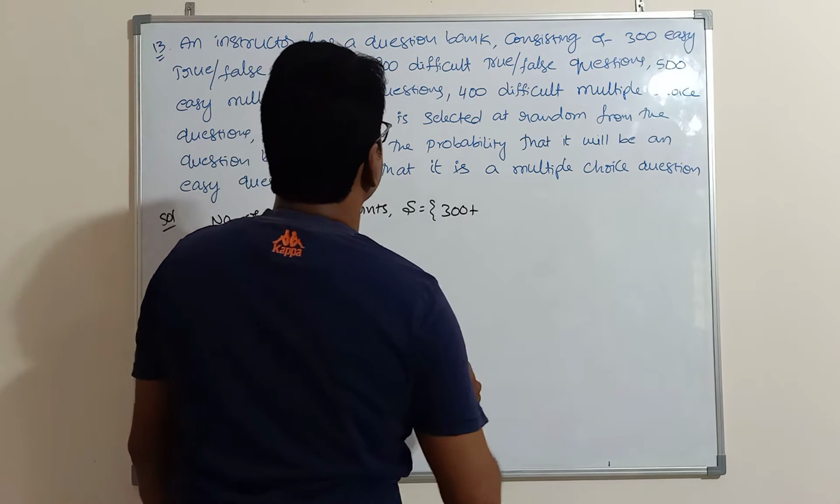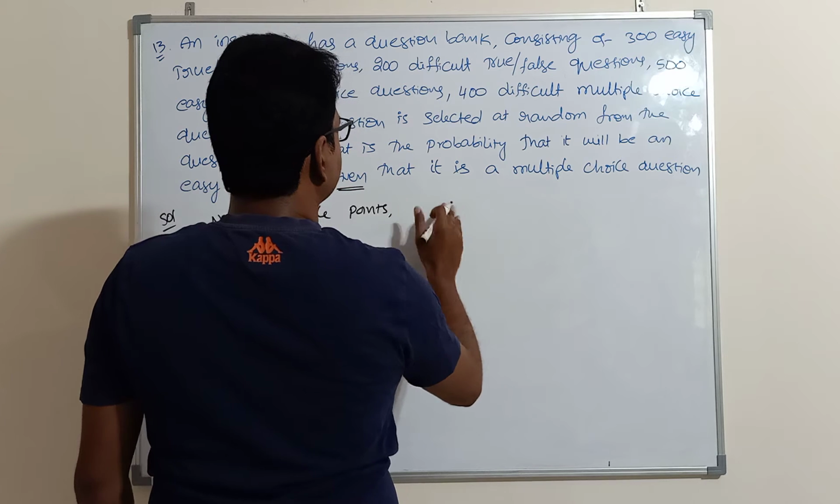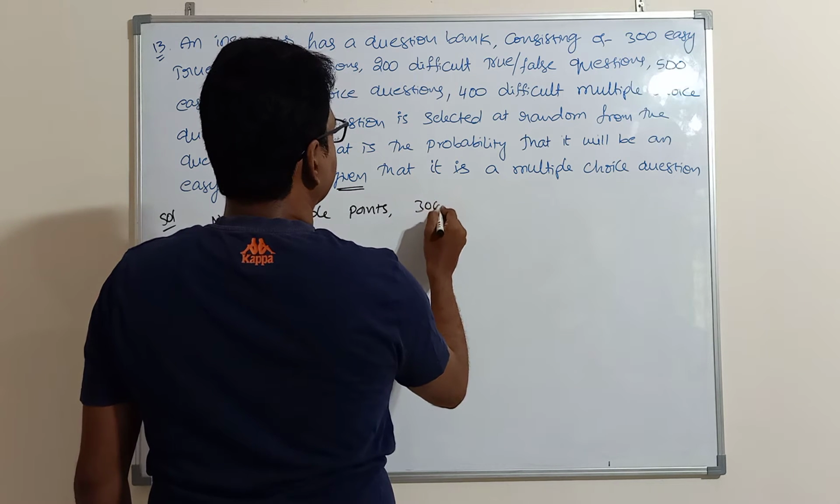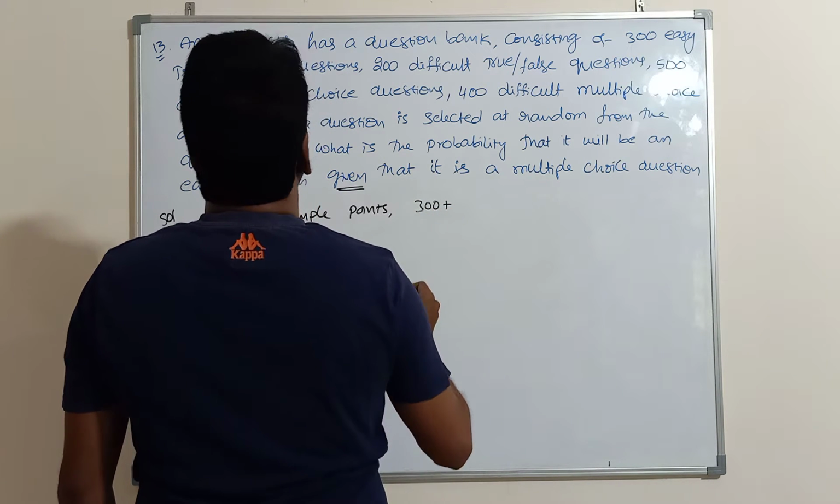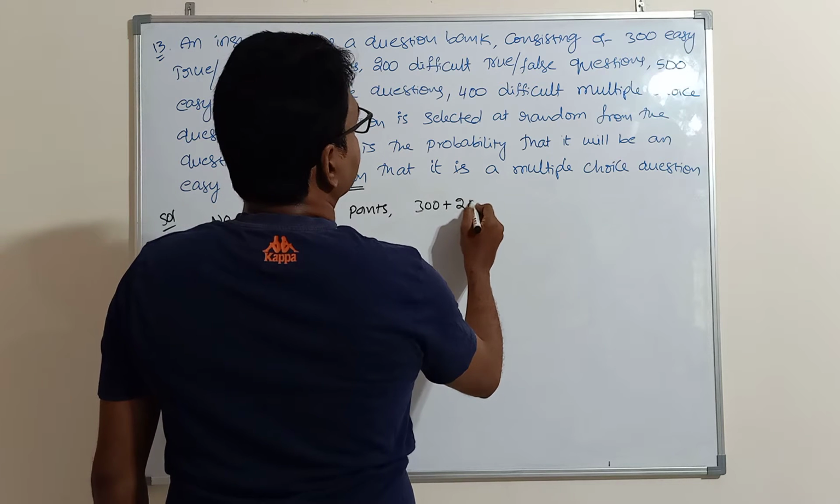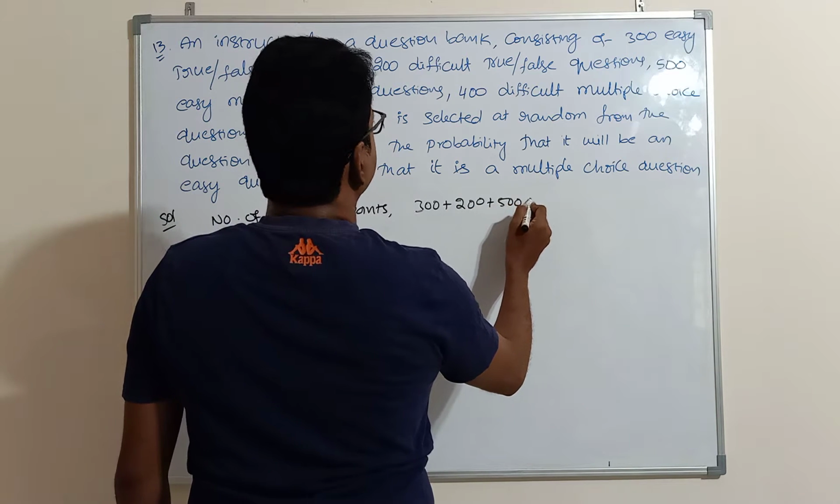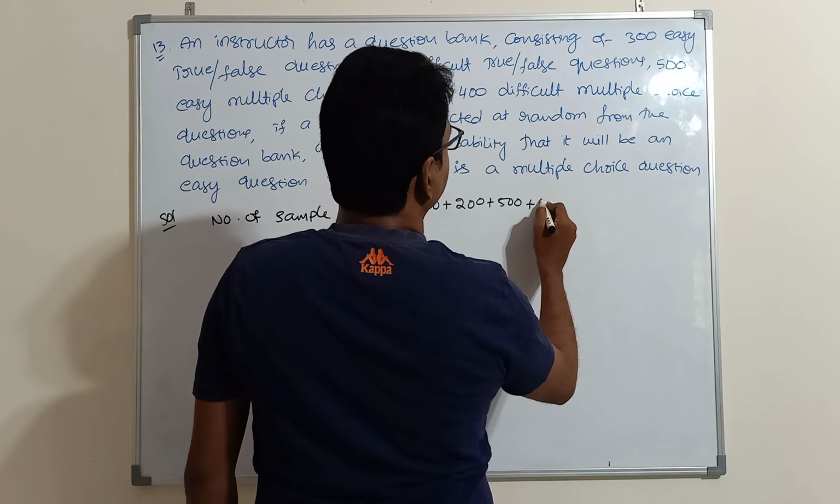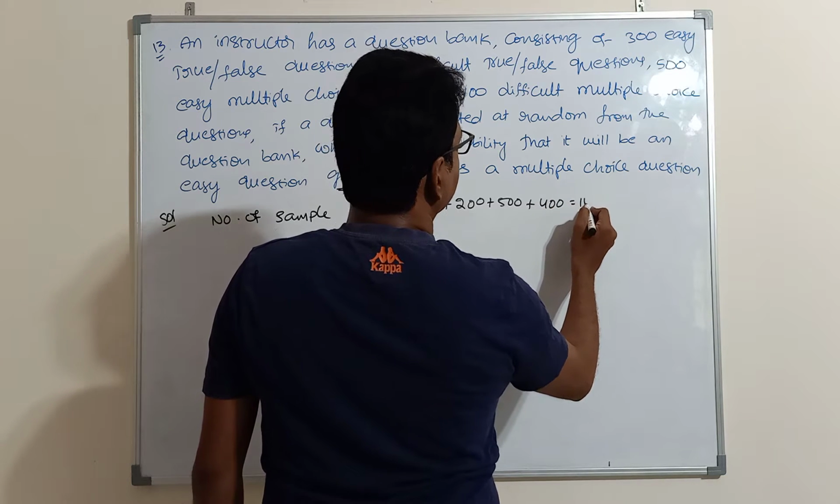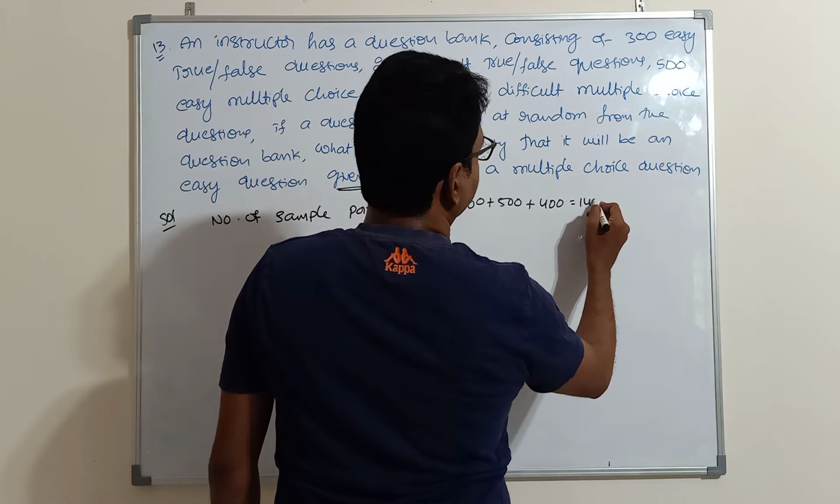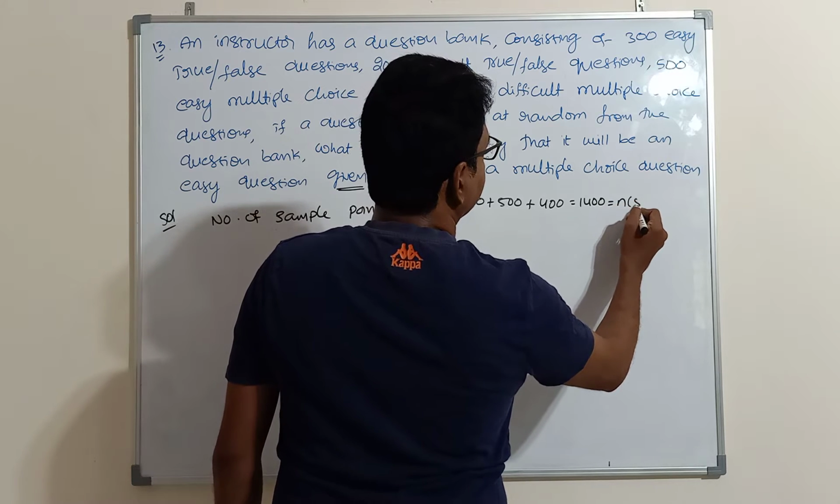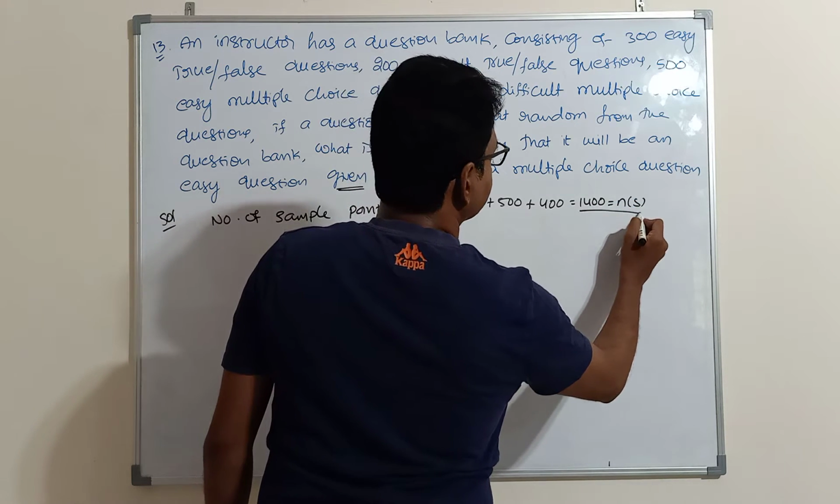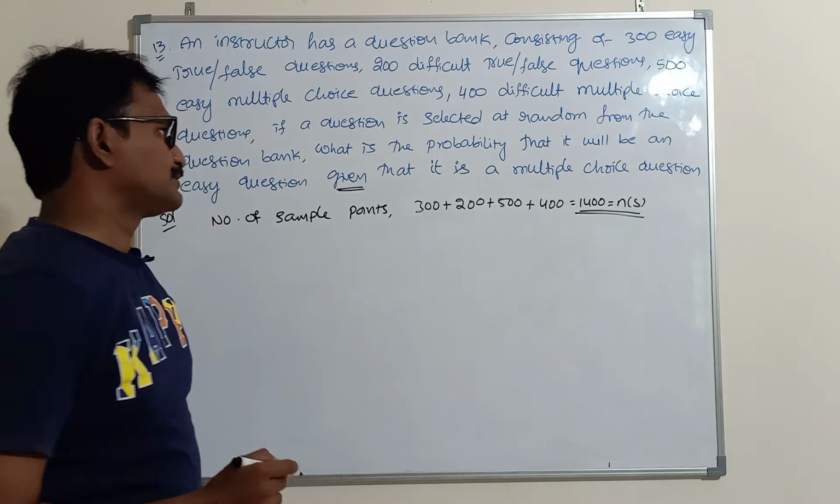300 easy questions plus 300 plus 200 plus 500 plus 400. So total 1400. So this is equal to N of S. So N of S is equal to 1400 questions total.